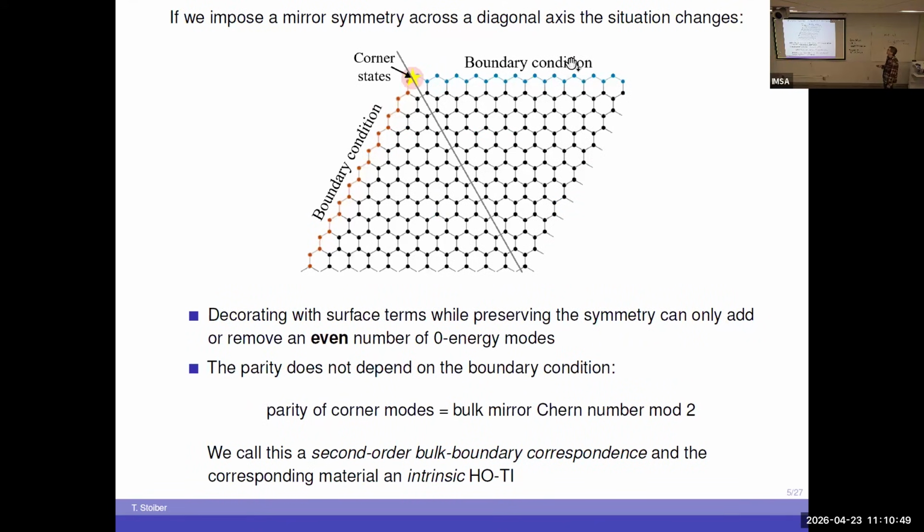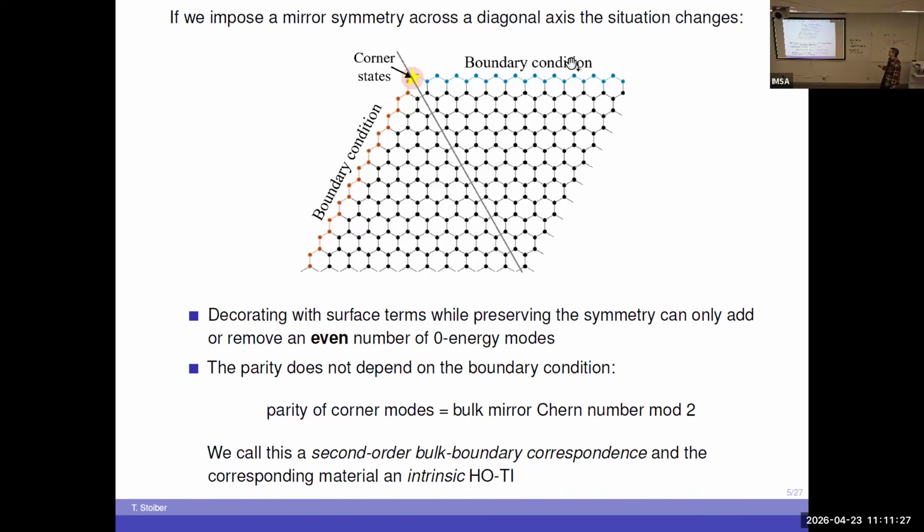The very simple model is that we take basically the same geometry and we impose a mirror symmetry across the diagonal. In this case, this flexibility of just randomly adding surface layers disappears, because when we add an additional chiral chain on one boundary, then by the mirror symmetry, we have to add the same chain on the other boundary. So if we add a chain which adds one corner state, then actually we always have to add 2 corner states. That means that the change of boundary conditions can only change the number of corner states by an even integer.